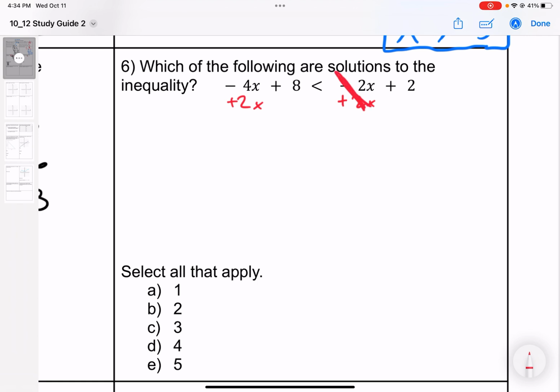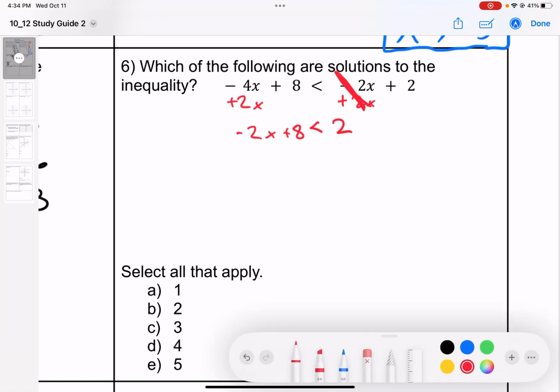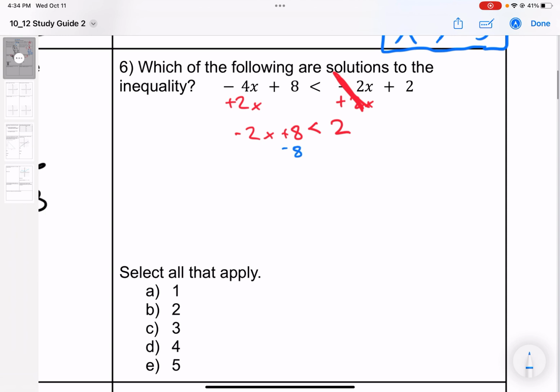These cancel. Negative 4 plus 2x is negative 2x. Drop down the plus 8. And I'm left with 2. Now it's a two-step inequality. I subtract 8 from both sides. These cancel. I get negative 2x is less than 2 minus 8, which is negative 6.